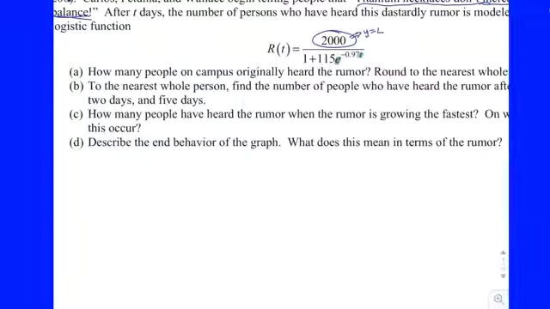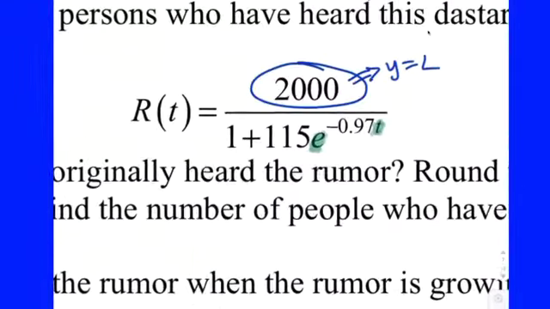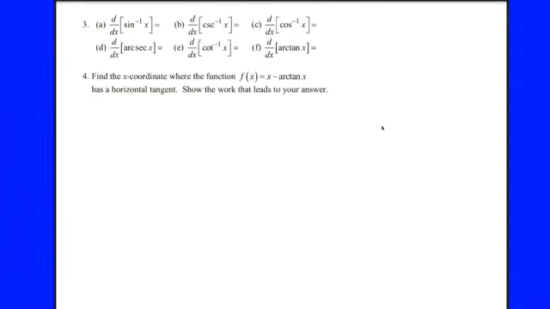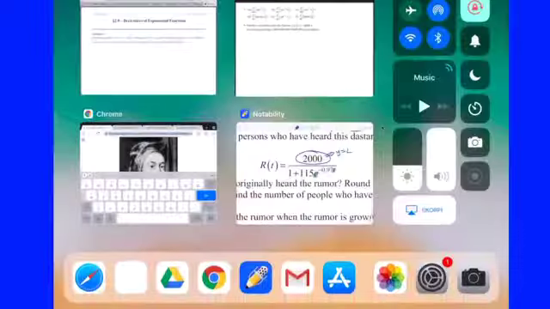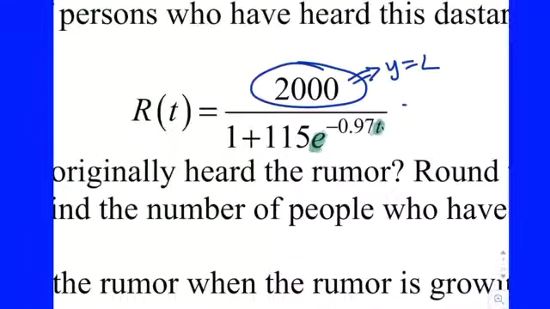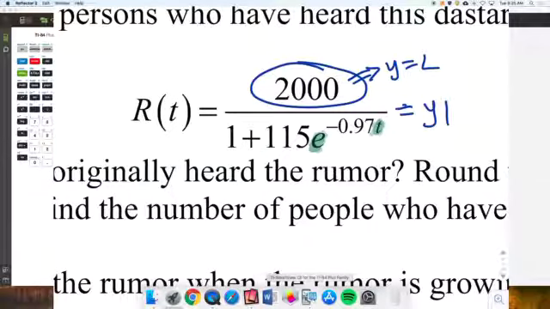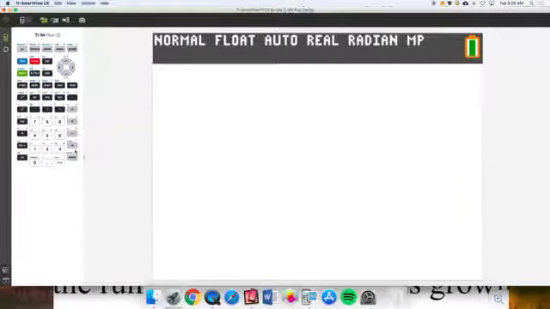Okay, so here's what we're going to do. Our first priority, since this is a calculator question, is to get this into Y1 in your calculator, okay? So go to your calculator, turn it on. It's on the bottom left. If we're out of calculators, do we have any? You might have to just look on.